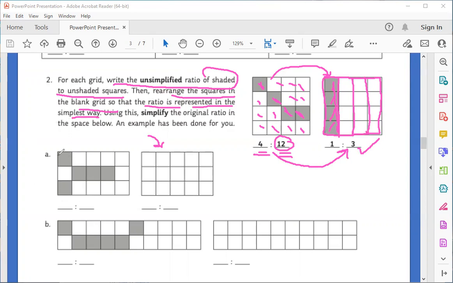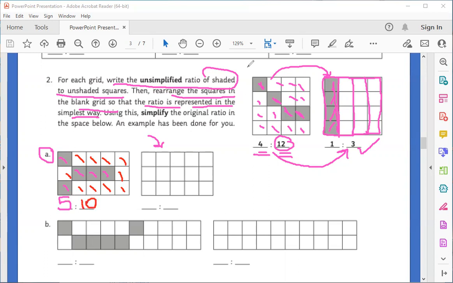So here, let's look at question A. 1, 2, 3, 4, 5. So 5 shaded squares. And unshaded, let's use a different color: 1, 2, 3, 4, 5, 6, 7, 8, 9, and 10. So there are 10 unshaded.